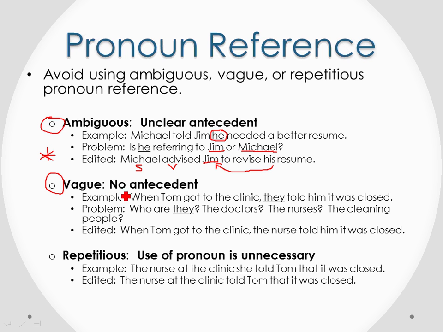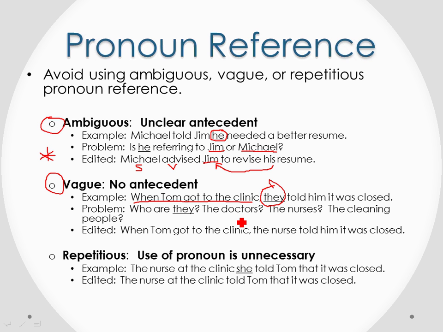So in my example sentence, when Tom got to the clinic, they told him it was closed. So I have a pronoun they. But the problem is, nowhere in the previous clause does it tell us who they is. Is it the doctors, the nurses, the cleaning staff? I mean, who told Tom the clinic was closed?